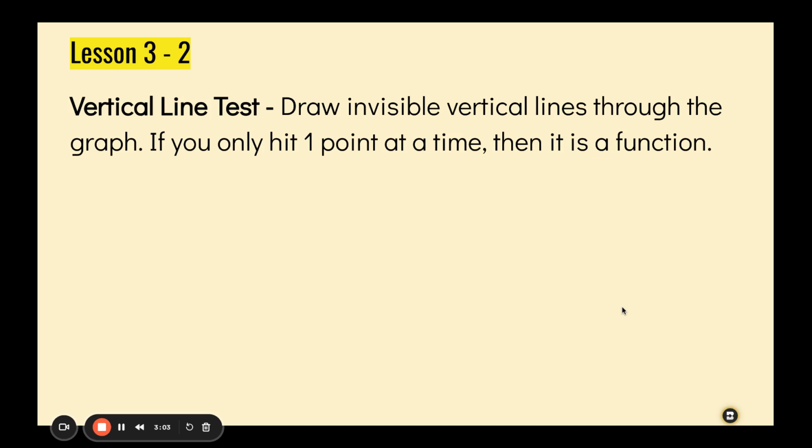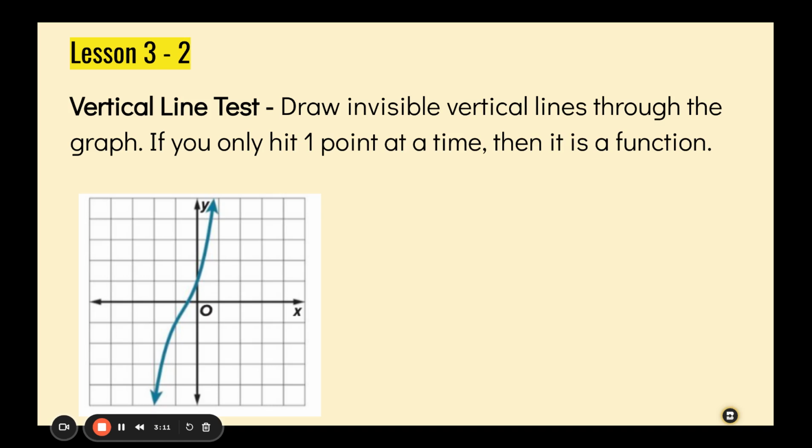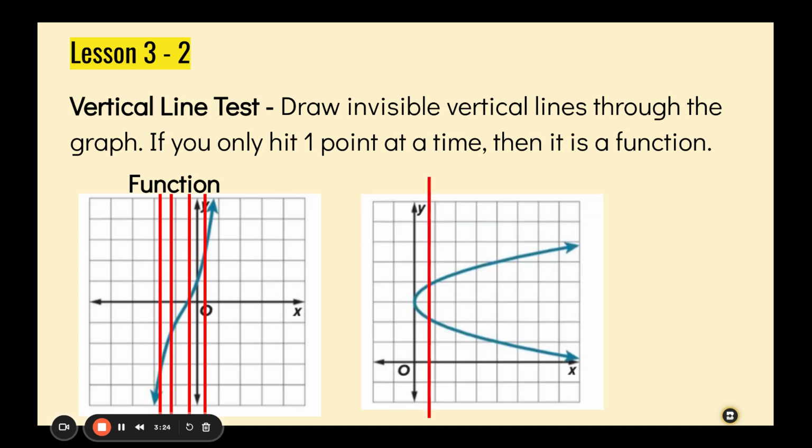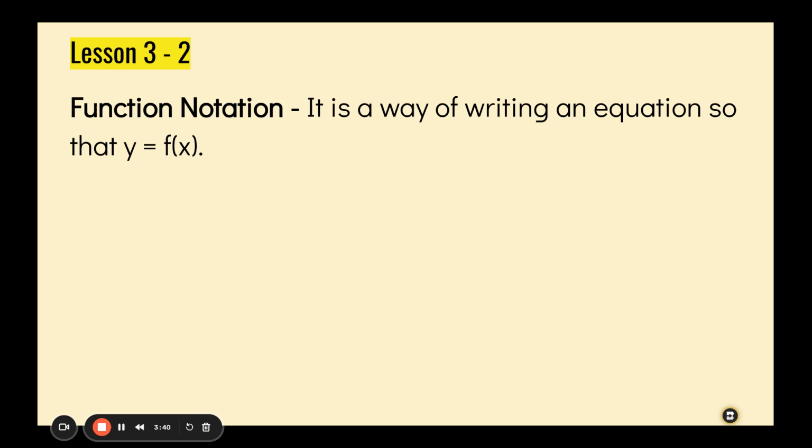Okay, vertical line test. Draw invisible vertical lines through the graph. If you only hit one point at a time, then it's a function. So I have this graph, draw a bunch of vertical lines, and you wouldn't actually draw the lines. Okay, it only hits it at one point at a time, so that is a function. This right here, immediately, if I put a line through, I'm going to hit 2 points, so that means it's not a function.